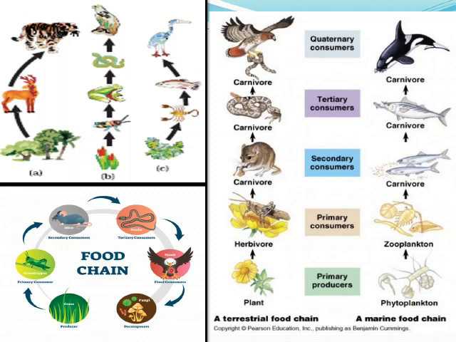Whenever the hawk dies, it will undergo decomposition by the decomposers. When these decomposers act upon the high level living organisms, they convert them into useful substances, and these useful substances are used again by the plants. So this is one complete cycle we can see. So this is all about food chain.